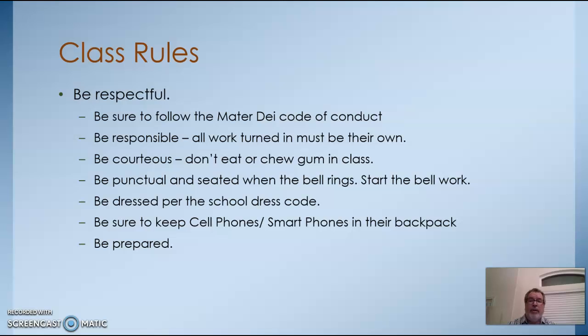Be punctual and seated when the bell rings. We ask our students to do some bell work when they first walk into the classroom, so they need to start in on that right away. Be dressed per the school dress code. Be sure to keep cell phones and smartphones in their backpack. Those are not allowed to be out at all. And then be prepared. We ask the students be prepared for class, be prepared to learn.